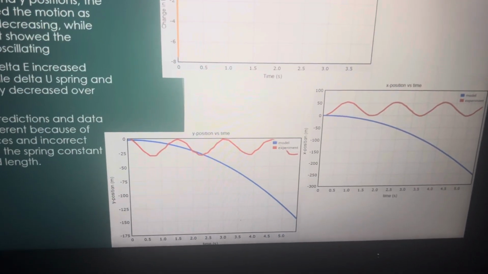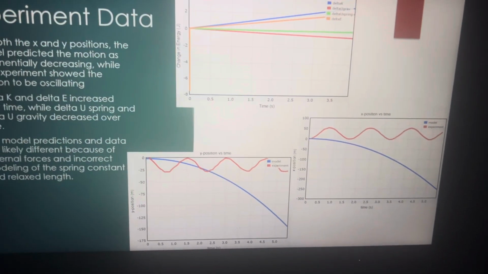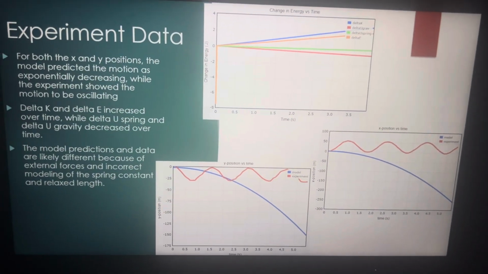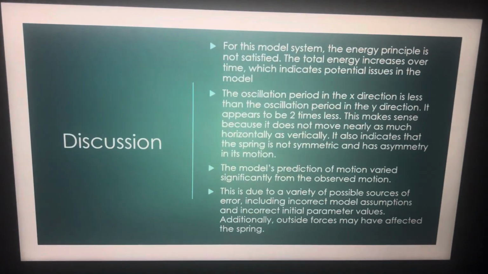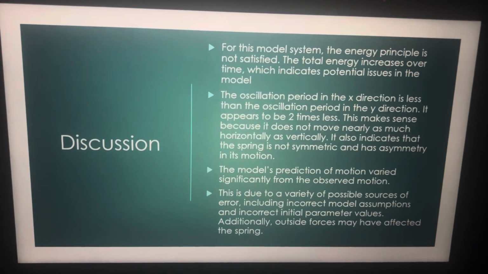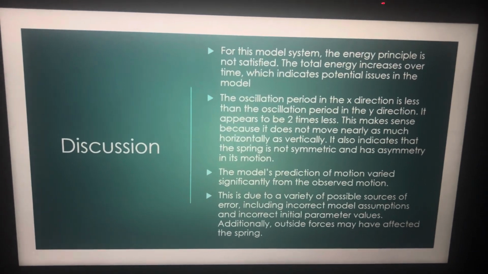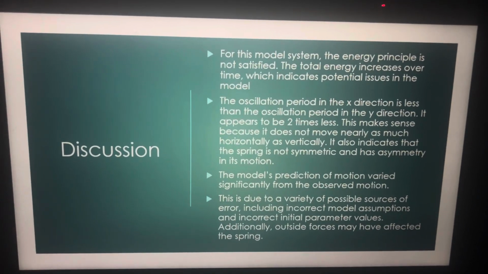This shows the y position versus time, and this shows the x position versus time. So clearly there's a major difference in the expected motion versus the actual motion. For this model system, the energy principle is not satisfied. The total energy does increase over time, where it should be 0. This indicates some potential issues in the model.